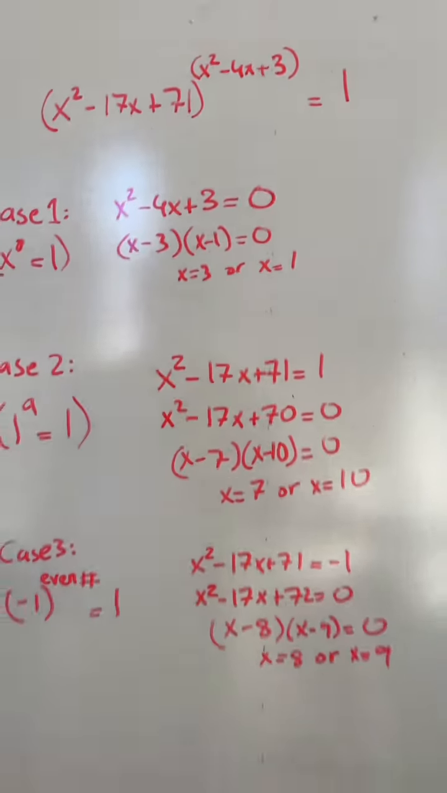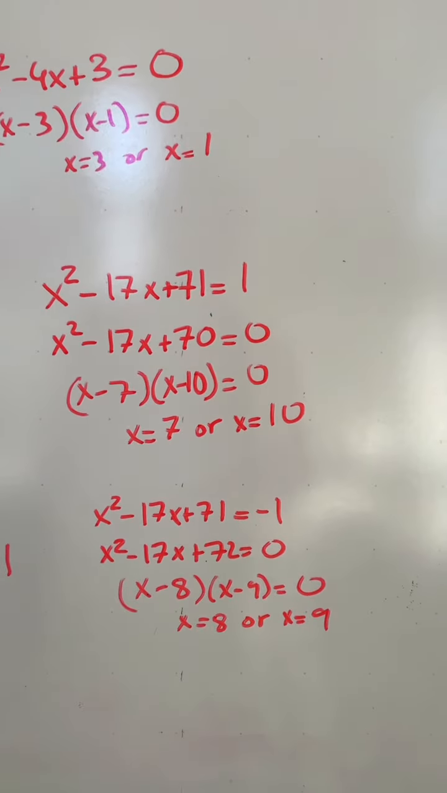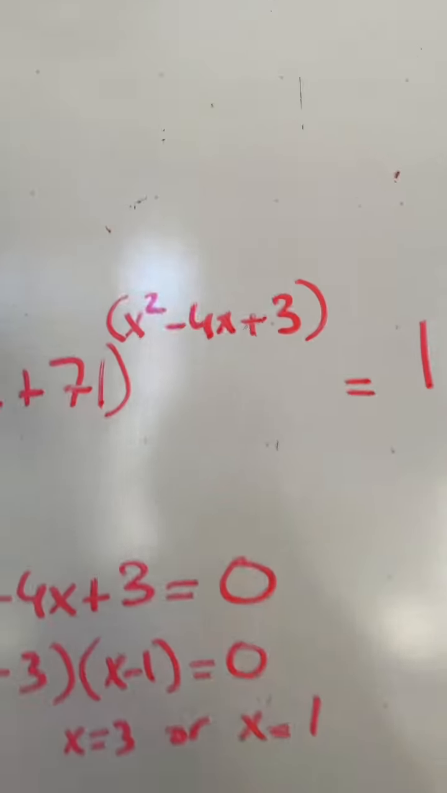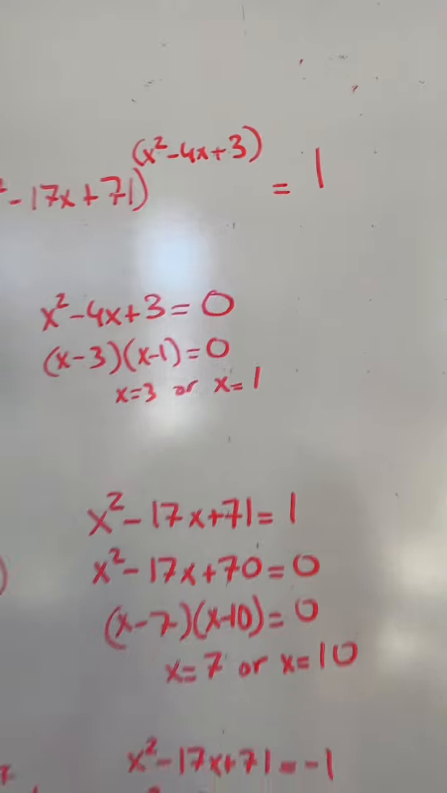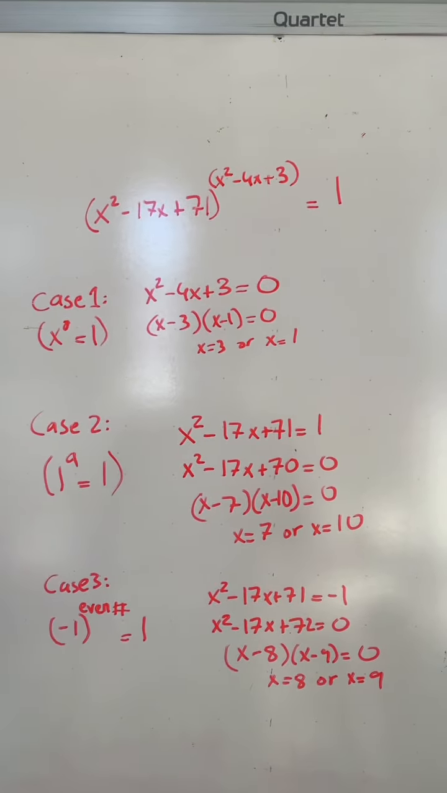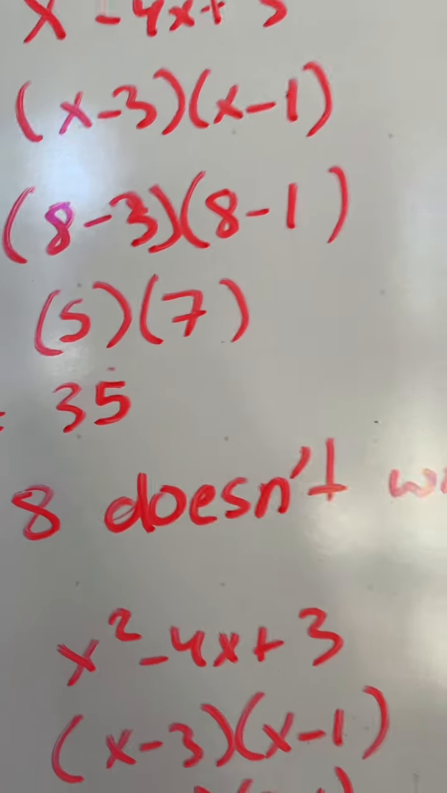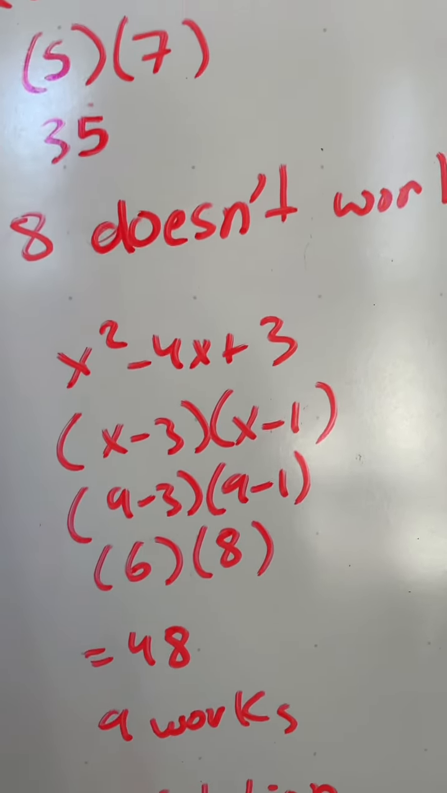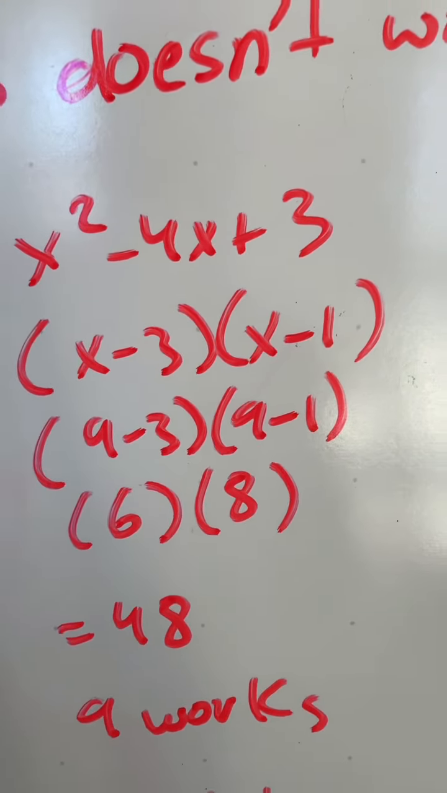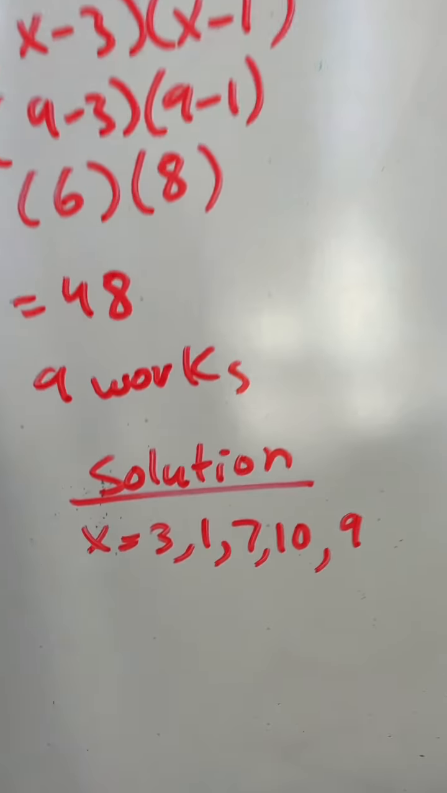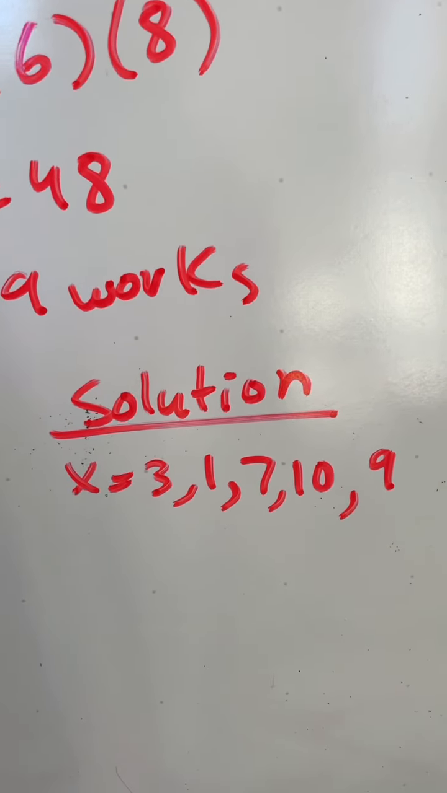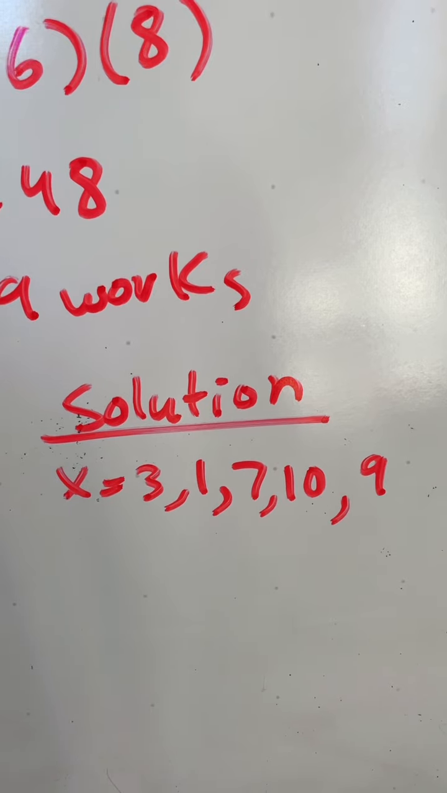However, in order for it to equal 1, the exponent, which is x squared minus 4x plus 3, needs to be even. This means we should plug 8 and 9 into x squared minus 4x plus 3 and determine if it's even. When I substitute 8 into the equation, we get an odd number, so 8 does not work. But when I substitute 9, we get an even number, so 9 does work. And so therefore our solution without 8 is equal to 3, 1, 7, 10, or 9.